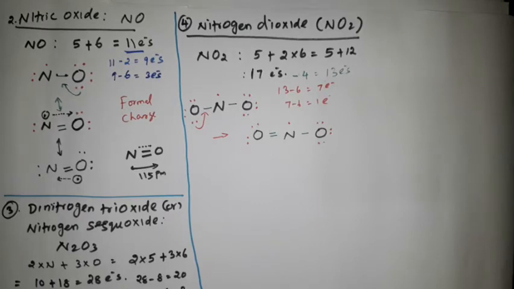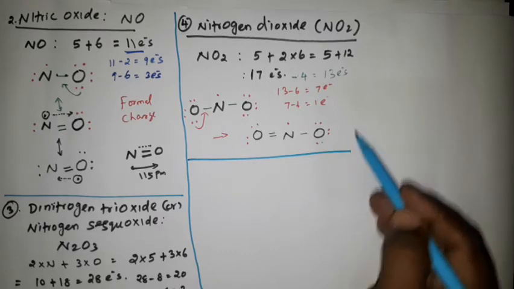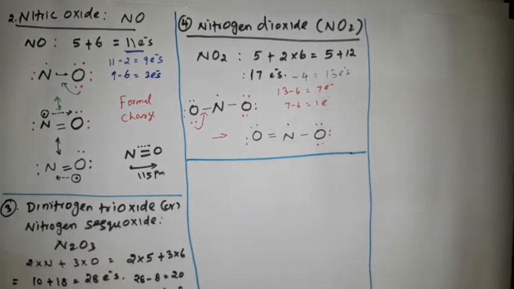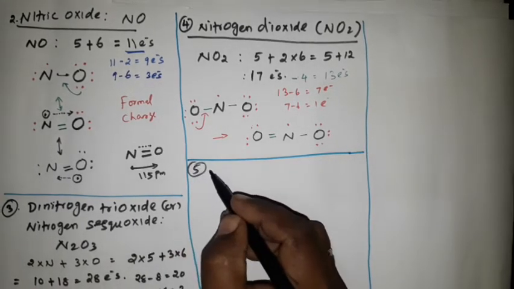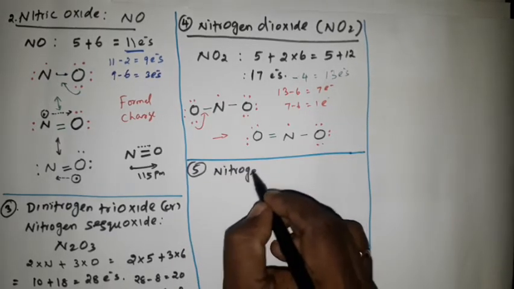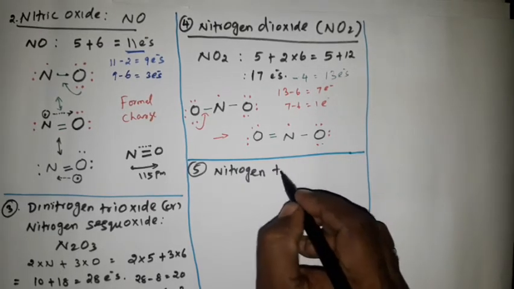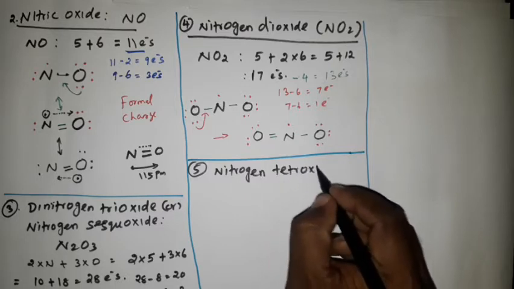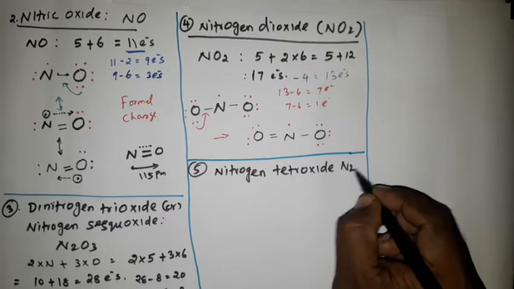Next one is nitrogen tetroxide, N2O4. Next structure, Structure 5. Nitrogen tetroxide. Tetra means 4. Formula is N2O4.